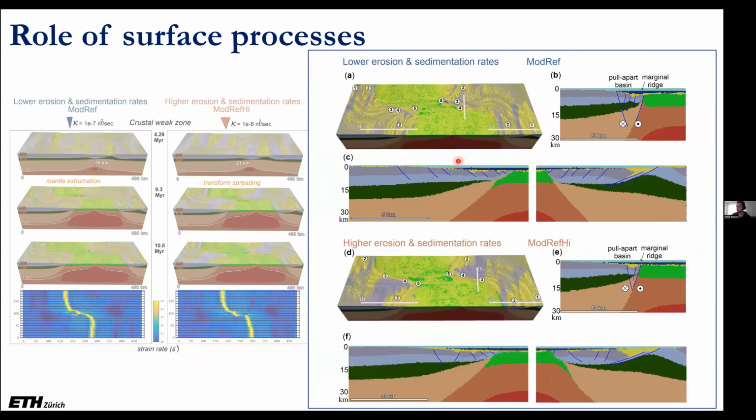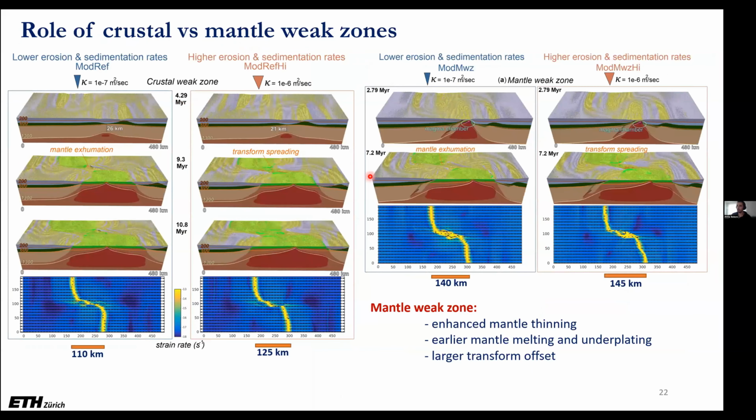As a comparison for the structures, our models show that the models with higher erosion and sedimentation rates lead to narrower passive margins and more focused deformation also within the transform margin side. As for the comparison of a crustal weak zone versus a model where we placed the weakness within the lithospheric mantle, one can conclude that a mantle weak zone enhances mantle thinning, leads to earlier mantle melting, and also leads to underplating instead of mantle exhumation and larger transform offsets.